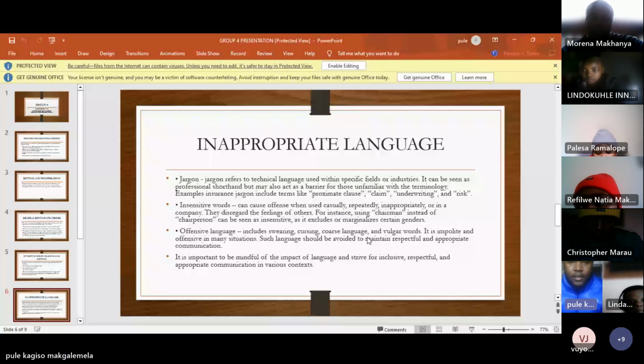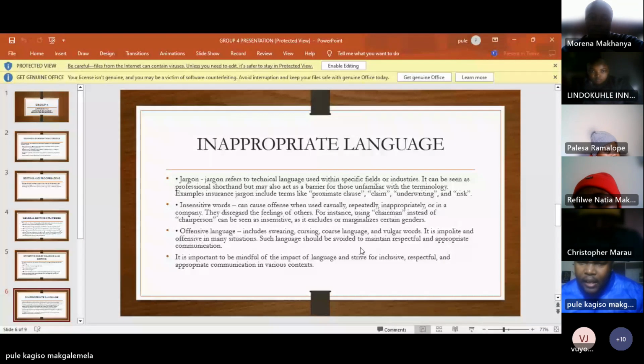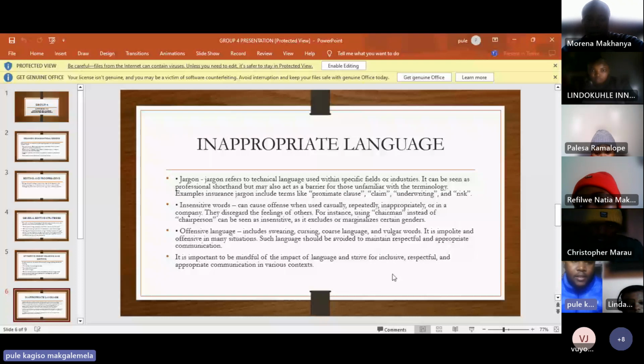Offensive language includes swearing, cursing, coarse language, and vulgar words. It is impolite and offensive in many situations. Such language should be avoided to maintain respectful and appropriate communication. It is important to be mindful of the impact of language, and strive for inclusive, respectful, and appropriate communication in various contexts.